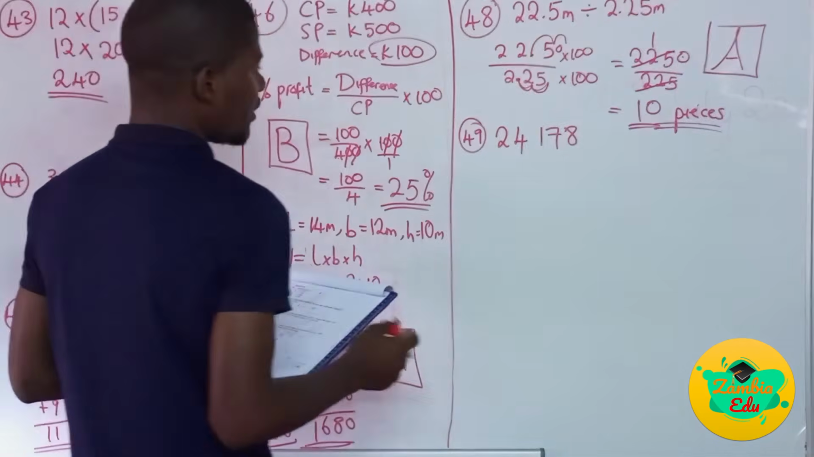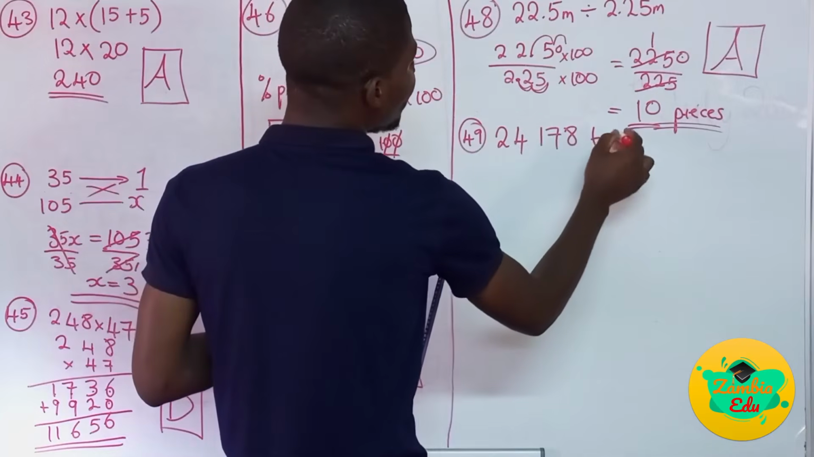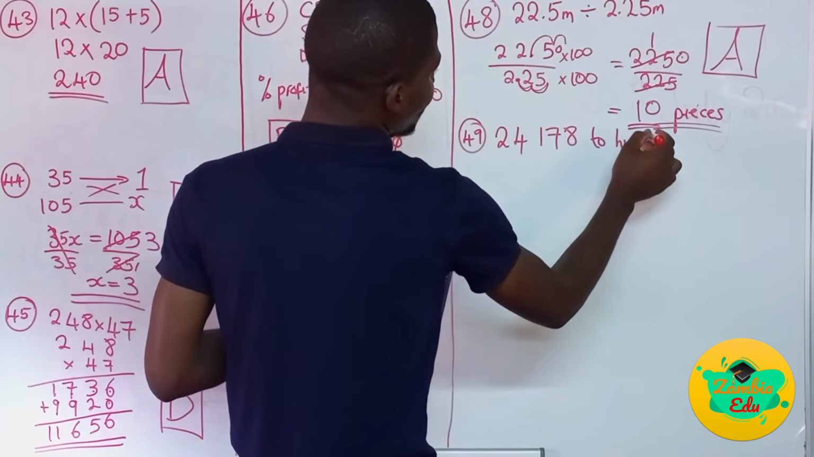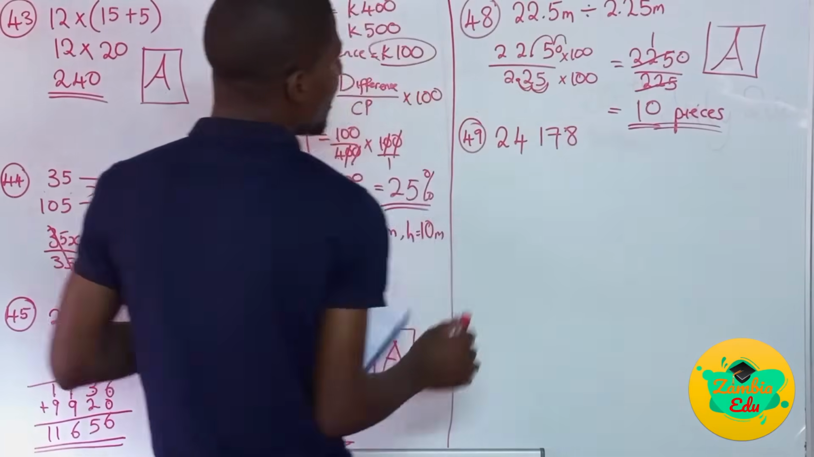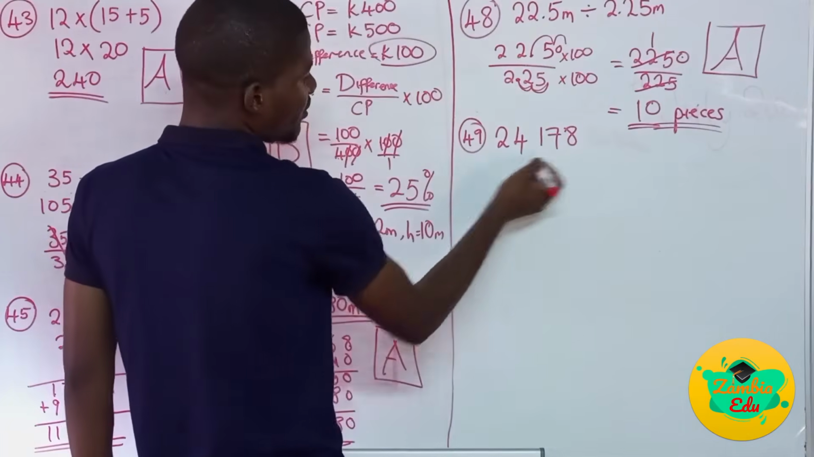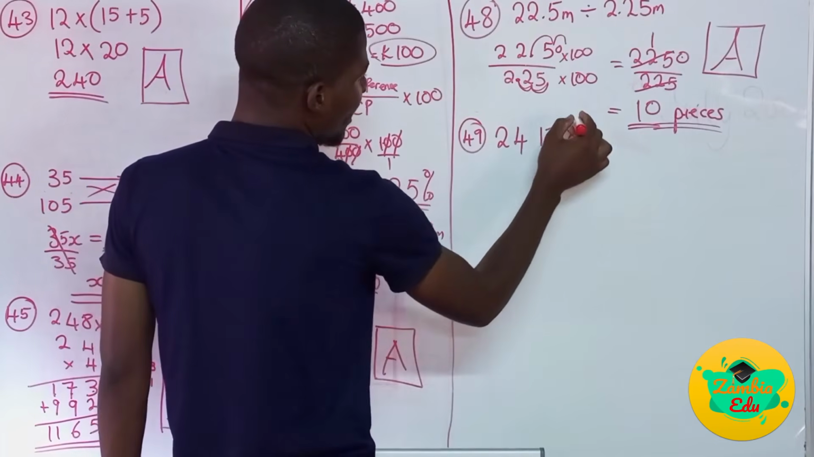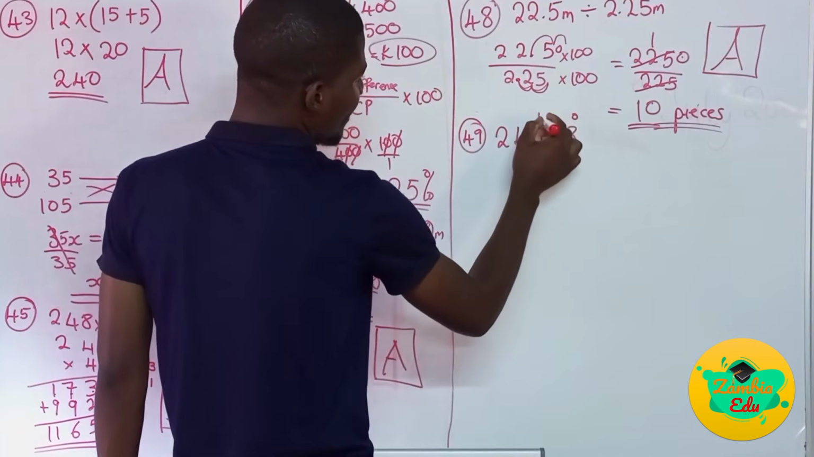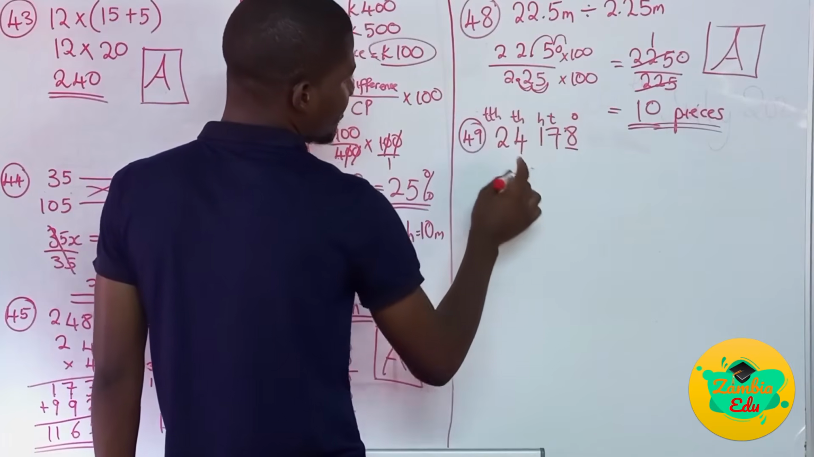24,178. We are rounding this off to the nearest 100. Now let's consider the place values of this figure: ones, tens, hundreds, thousands, 10,000s.